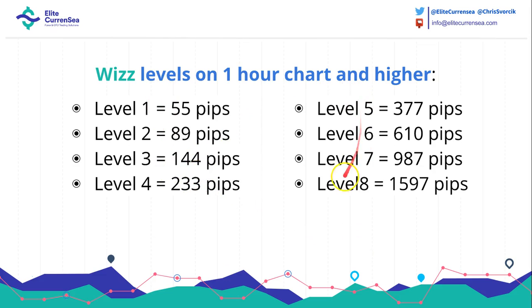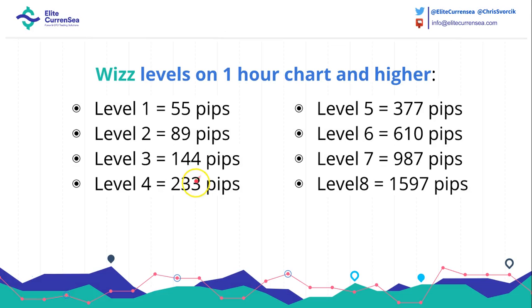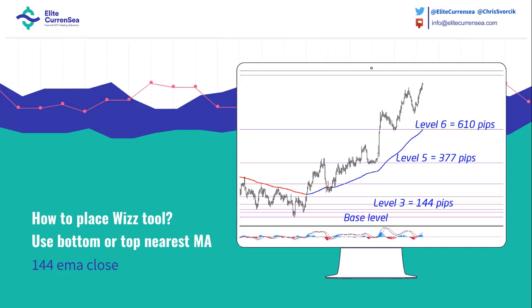So, etc. Right? On a 30-minute chart or lower, we see actually lower pip values. Obviously, in that case, an 89 pip move on a 30-minute chart is a pretty substantial move for that time frame. So you see that the level 3 moment is 34 pips on this time frame, whereas it's 144 pips on the hourly chart or 4-hour chart. So each of these levels corresponds to those number of pips.